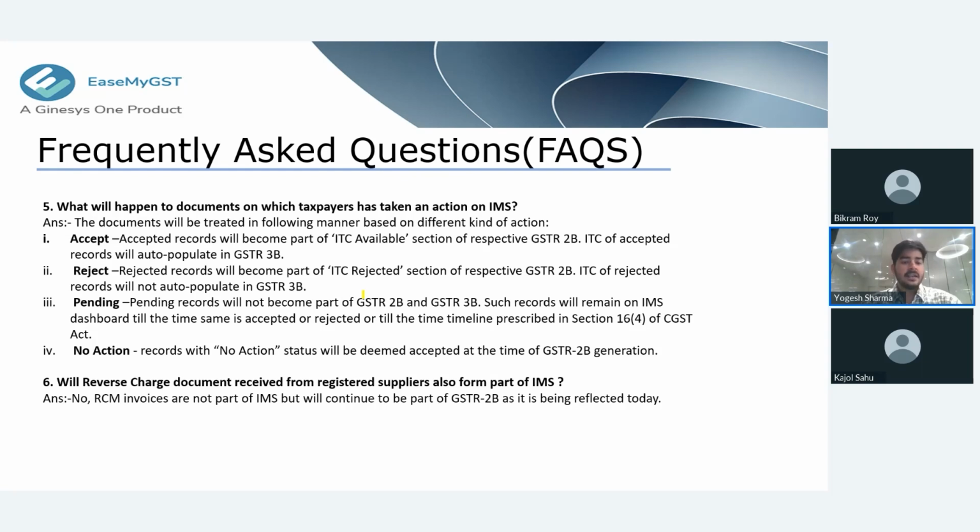Pending. Pending records will not become part of GSTR 2B and GSTR 3B. Such records will remain on the IMS dashboard till they are accepted or rejected, within the time prescribed in Section 64 of the CGST Act. The last, no action. Records with no action status will be deemed accepted at the time of GSTR 2B generation. So these are the four actions that we can take on IMS reconciliation and the IMS dashboard.